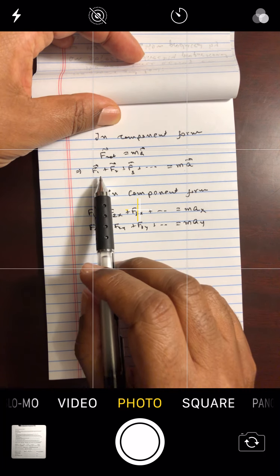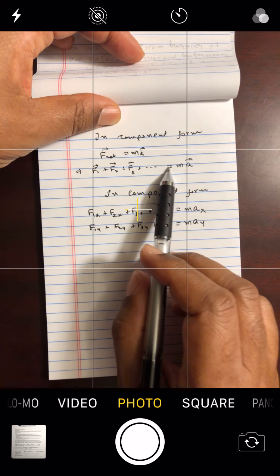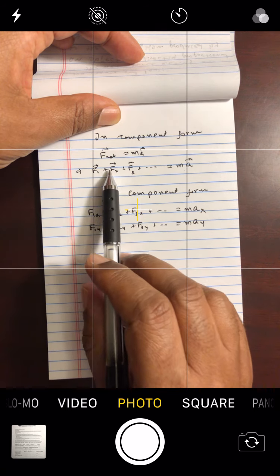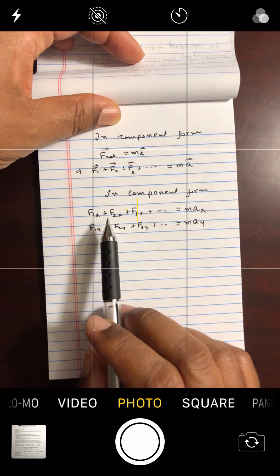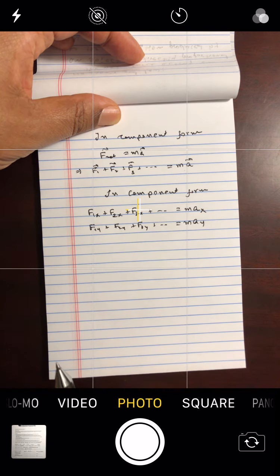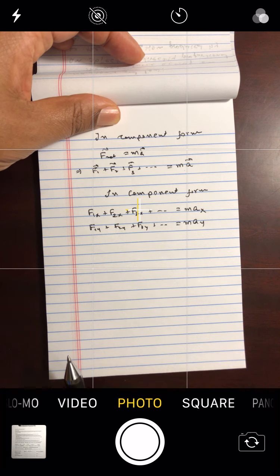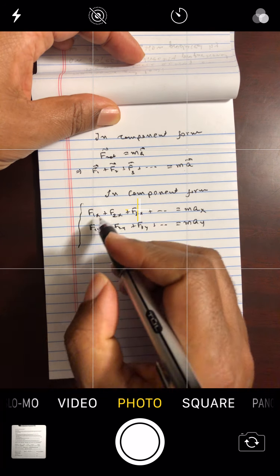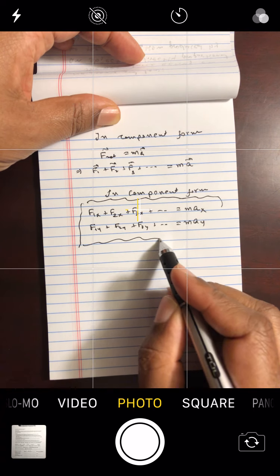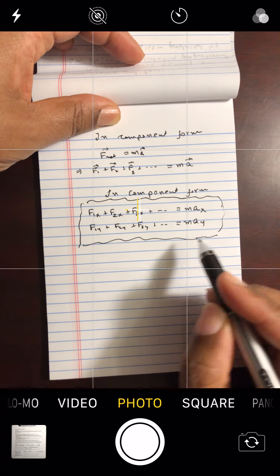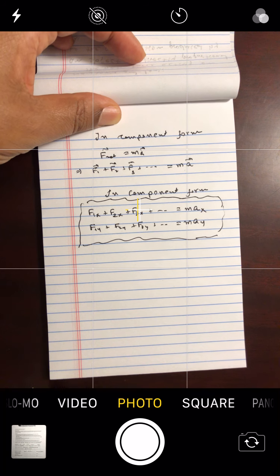So if you want, we can express these forces in the i-j notation and use this vector equation. But another way of doing it is you just deal with two scalar equations, an equation for the x component and an equation for the y component. So this is the component form of Newton's second law. Instead of a single vector equation, we can reduce it to two scalar equations or algebraic equations.